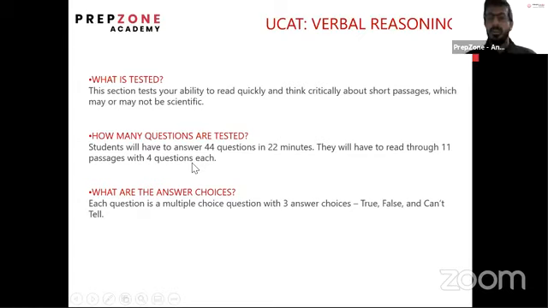Now, moving on to the different sections, I will just run through this since we don't have too much time. I'll just give you a brief. There are 5 different sections. The first section is verbal reasoning. By the name of it, you can see that it tests your reading ability, how fast you read, how fast you understand. So that's what is being tested.